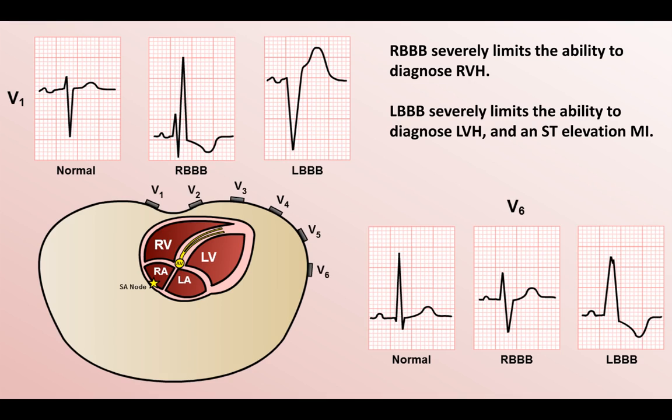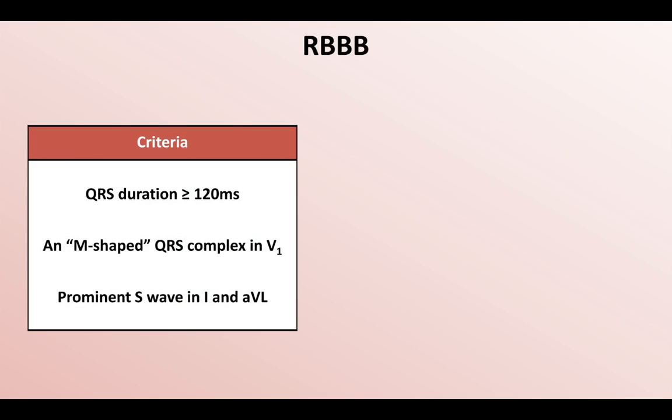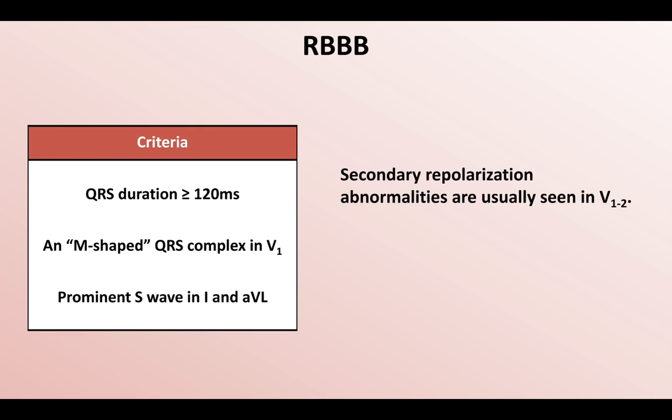Are there actual criteria for diagnosing right and left bundle branch blocks? There are, but unfortunately they are not completely standardized. Luckily, the differences between various criteria used by different clinicians are relatively minor. In general, right bundle branch block is diagnosed when the QRS duration is 120 milliseconds or greater, the QRS complex in V1 is M-shaped, and there is a prominent S wave in leads 1 and AVL. Secondary repolarization abnormalities, that is ST depression and/or T wave inversion, are usually seen in V1 and V2.